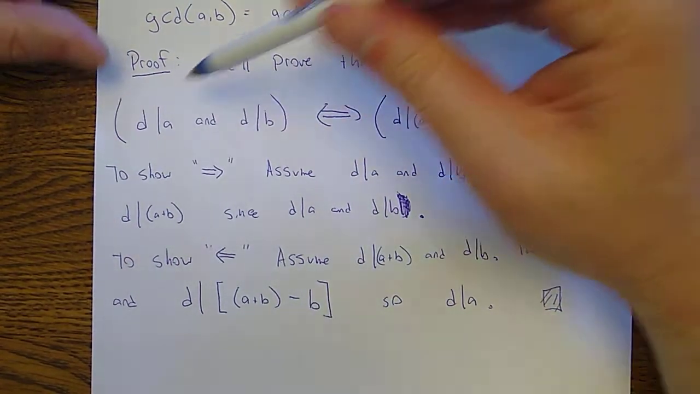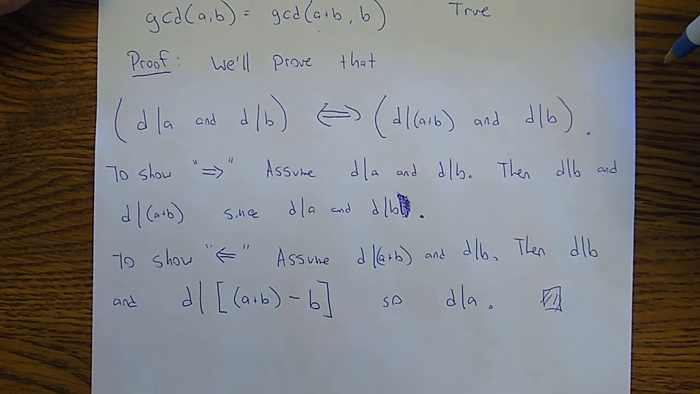So that's it. We showed that D is a common divisor of these two numbers if and only if D is a common divisor of these two numbers.